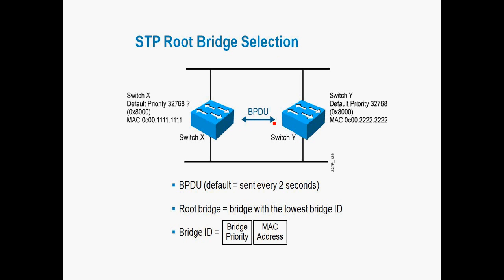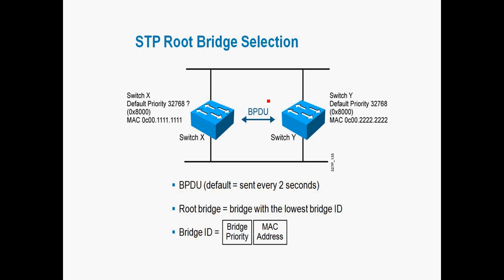The bridge protocol data units contain the bridge ID. The bridge ID contains two fields, bridge priority and MAC address. The bridge priority means the priority value. The default priority value is 32768. On all Cisco Catalyst switches, the default priority value is 32768, and then the MAC address. If the MAC address is the lowest, that switch is selected as the root bridge.